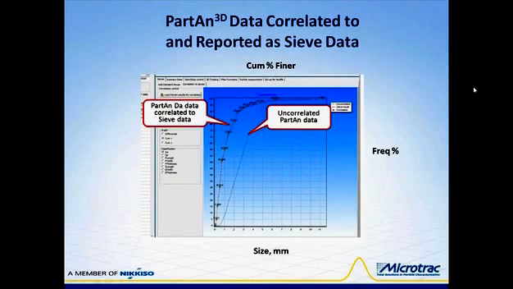Here's another correlation, as the last slide showed, but there's a much larger number of sieves that were used in the Sieve analysis, and there's a larger difference in the Sieve and Partan curves. But this shows that the correlation is every bit as good, even with a wider difference in the 2 original measurements. The correlated Partan data exactly overlays the original Sieve data to prove the robustness of the algorithm.